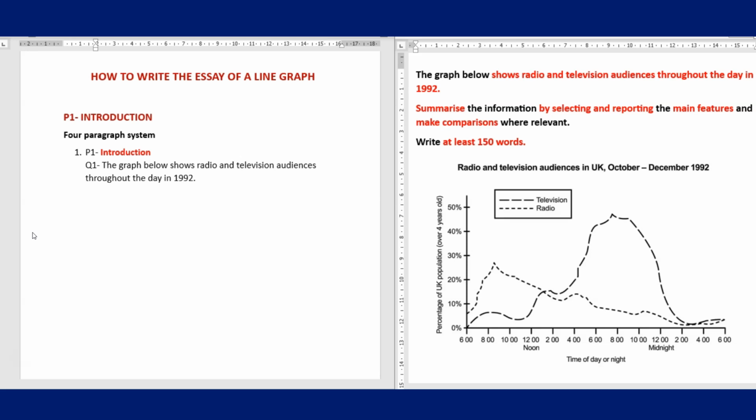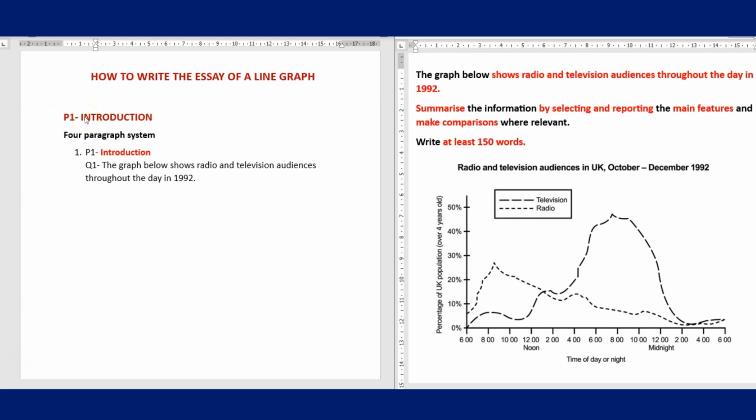All right, so as we stated, we'll be using the 4-paragraph system, where our first paragraph will be the introduction, the second paragraph will be the overview, the third paragraph will be describing in detail the first main feature, and then the last one will describe in detail the second main feature. So let's deal with the first one, which is the introduction.